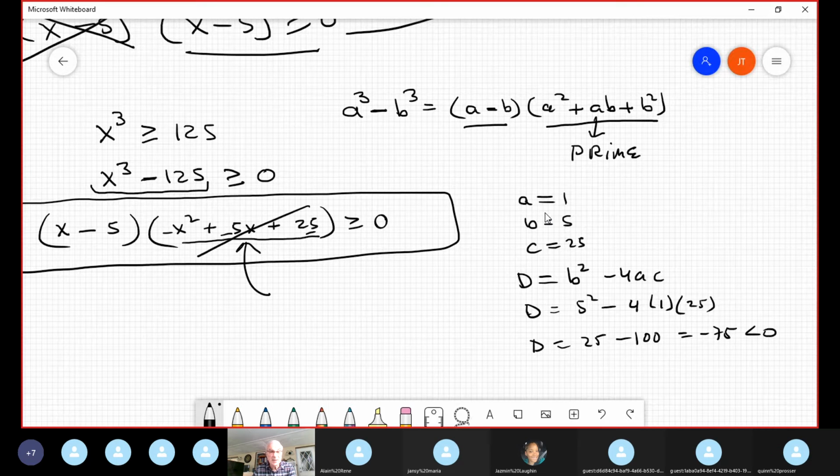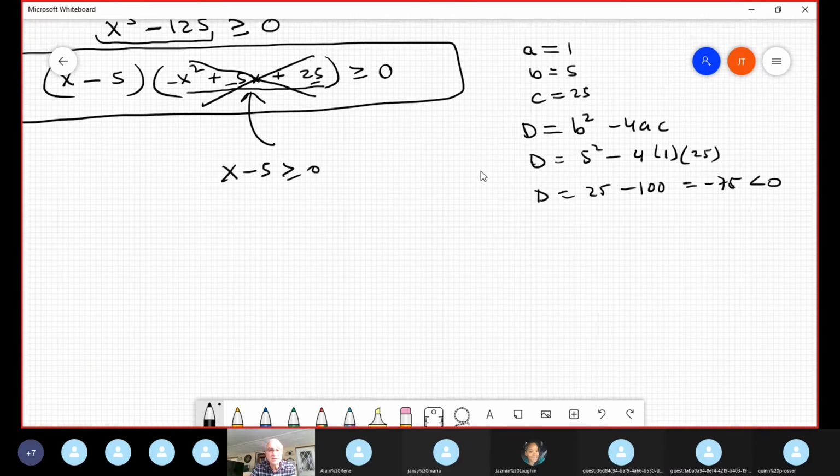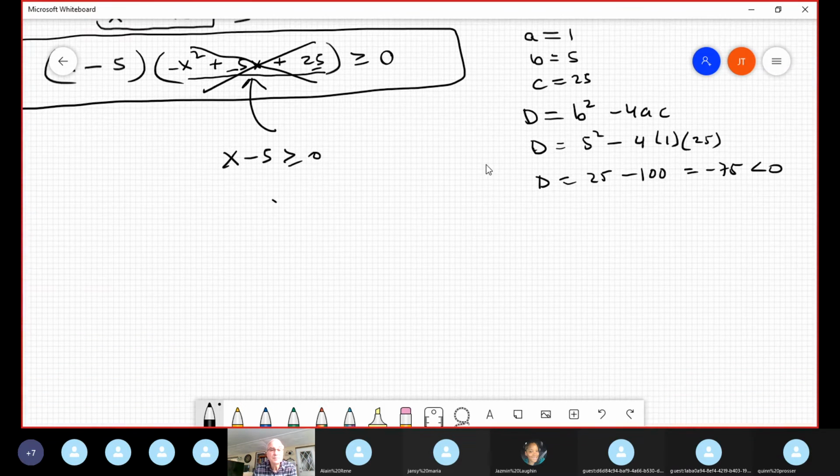Therefore, we can totally delete it in the inequality. And we have x minus 5 greater than or equal to 0. You solve this elementary inequality, and that's it. It's x greater than or equal to 5. And the solution in interval notation is bracket 5, infinity. End of the story.